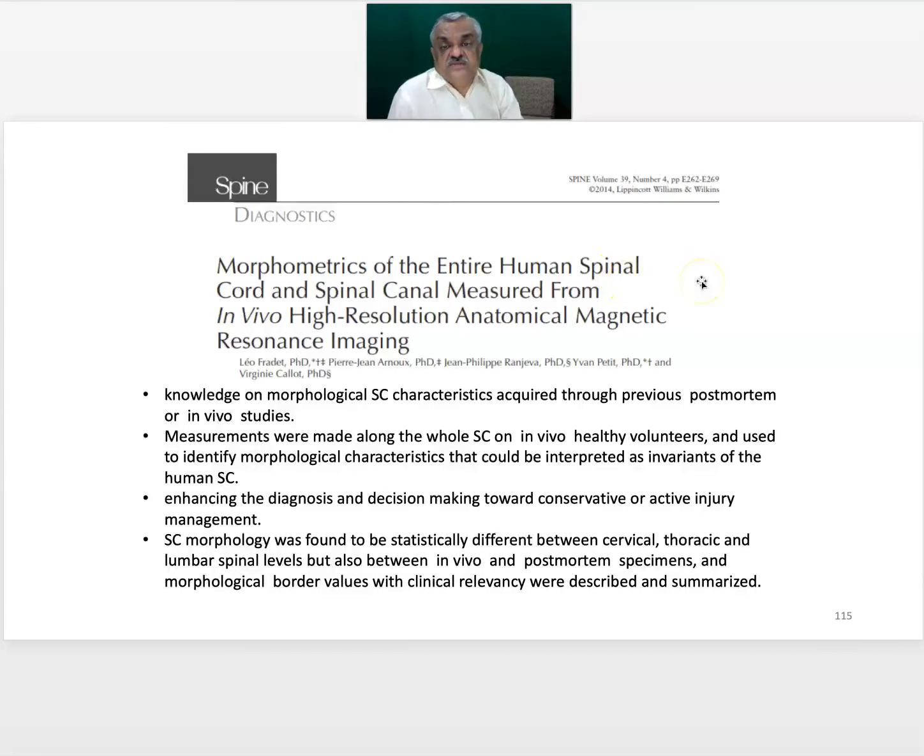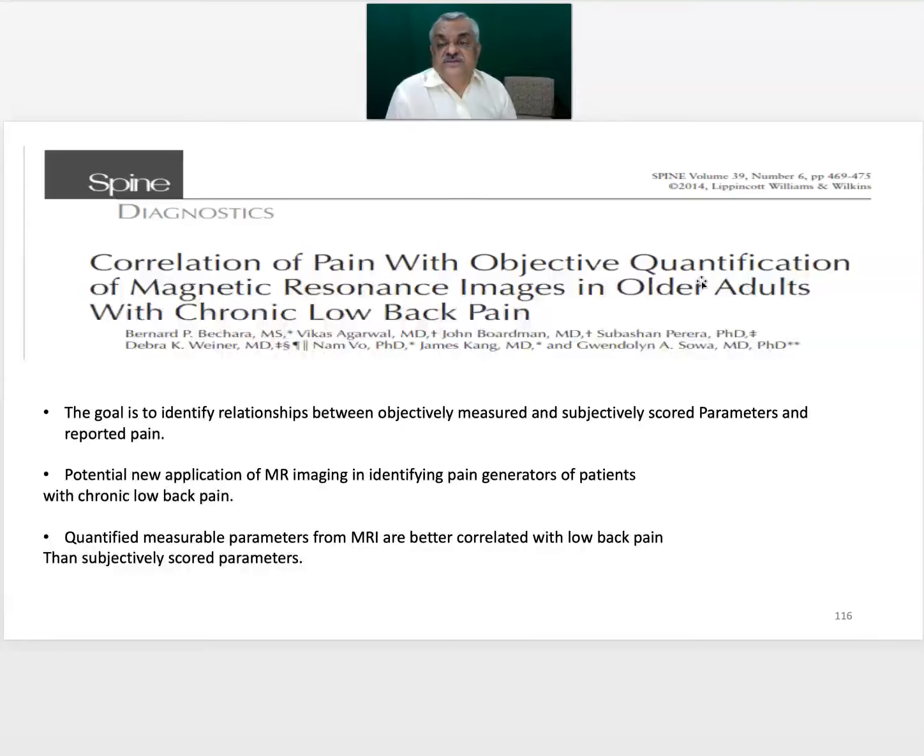And this study describes the values of the cadaver studies and the in vivo studies, highlighting the importance of the differences. And for us to understand the real in vivo dimensions, we need to go to this study. Now, this is another study where we need to know that we have to correlate pain with objective quantification of the image where the pain may be chronic in the lower part of the back. And we are trying to identify the relationship between the objectively measured and subjectively scored parameters.